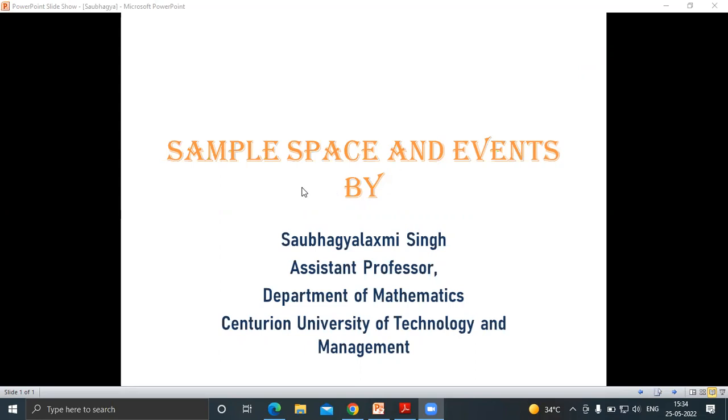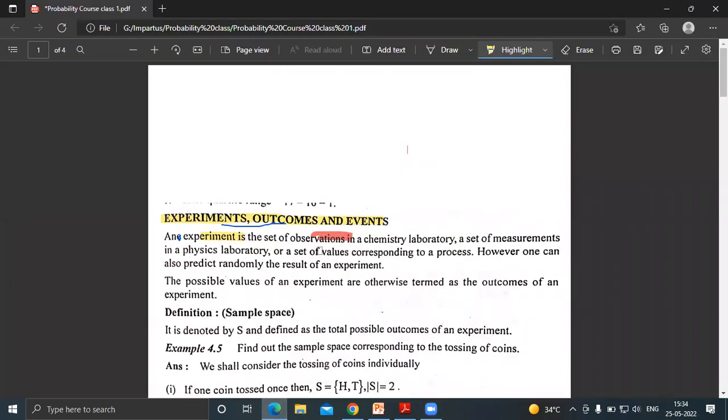Today's discussion topic is sample space and events. So first, what is an experiment? Before starting sample space, first you need some knowledge regarding experiment.